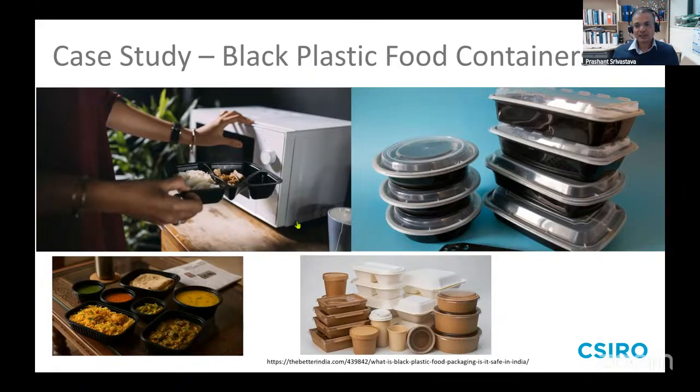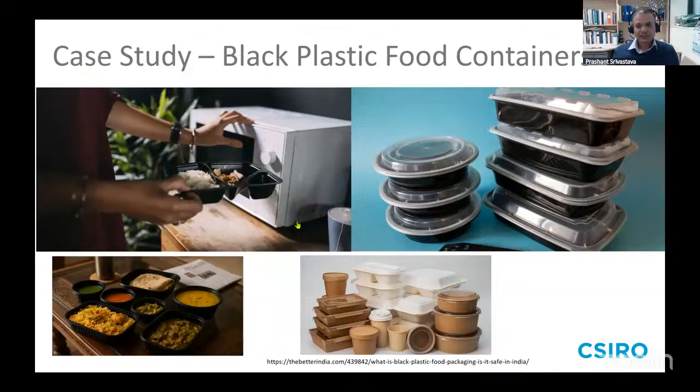Sometimes it comes from industrial or even e-waste. That means they can contain harmful chemicals like heavy metals or flame retardants. When you keep hot or oily food in them, those chemicals can leach into your food. But then there is also a recycling issue.